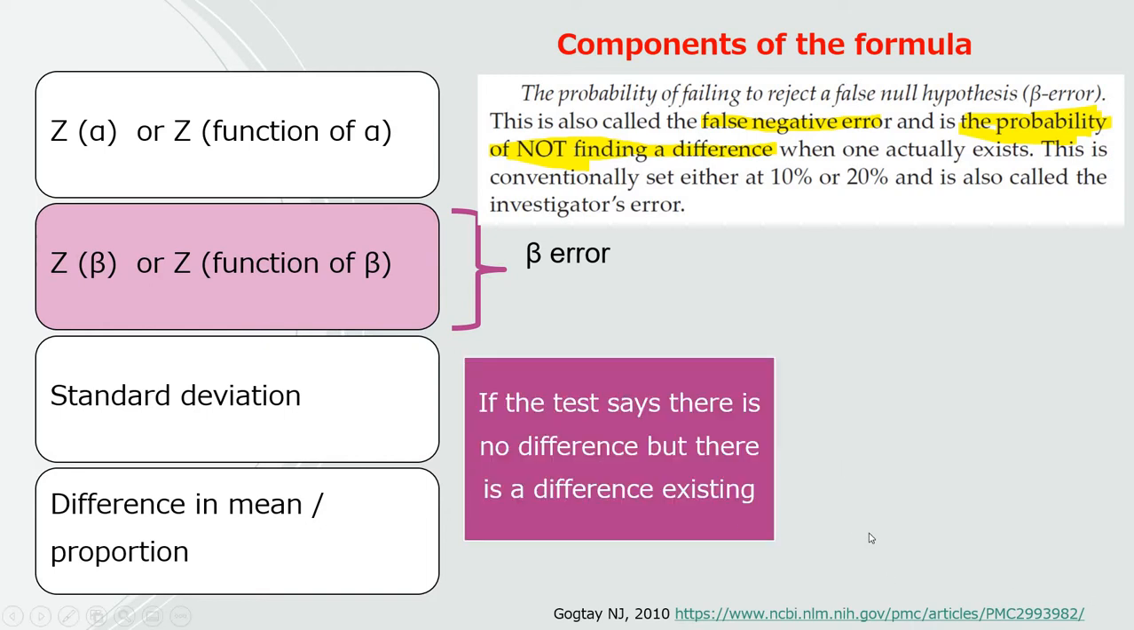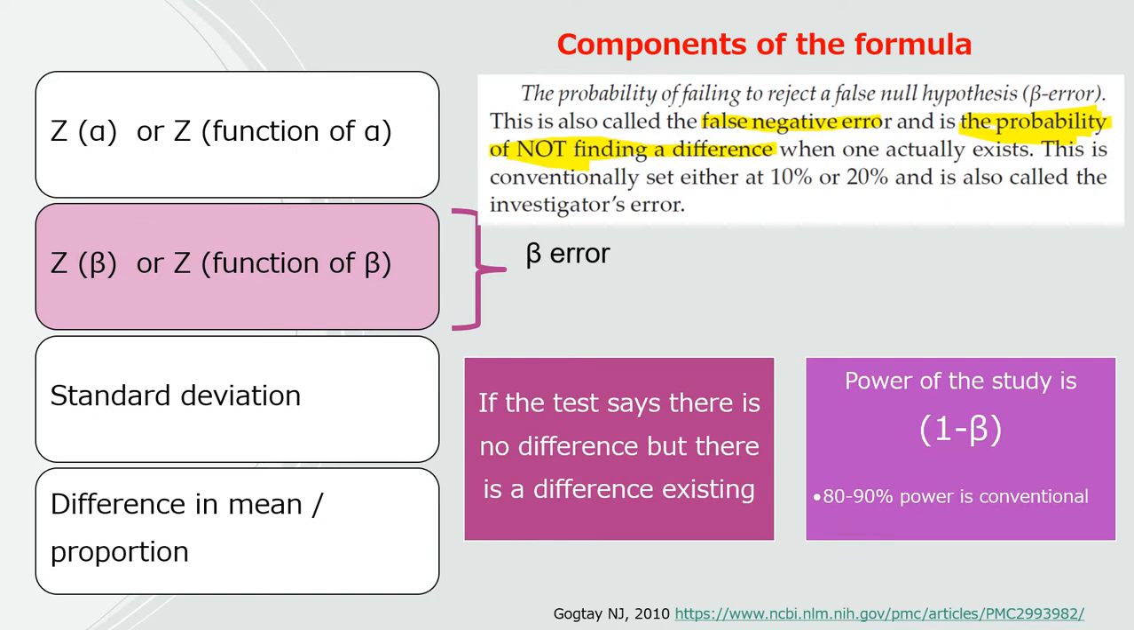So if your test says there is no difference, but in reality there is a difference, this is not a good thing for a screening tool. The function 1 minus beta is usually the power of the study, which you want to be as high as possible. Conventionally, it is kept at 80% and above.